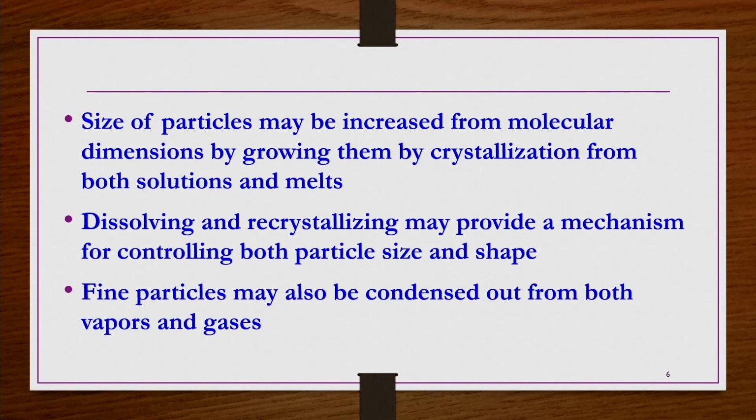Fine particles may also be condensed out from vapors and gases before letting out industrial effluents. Rather than just releasing the particle-laden vapors or gases from the industries, before releasing them one can condense them and collect bigger particles, and then only cleaner gases or vapors should be released out.